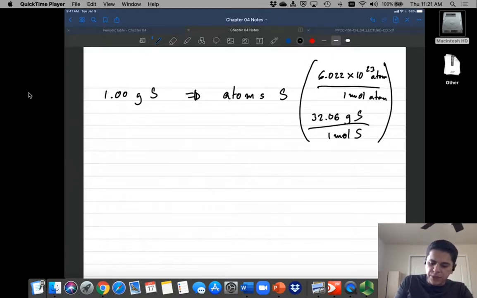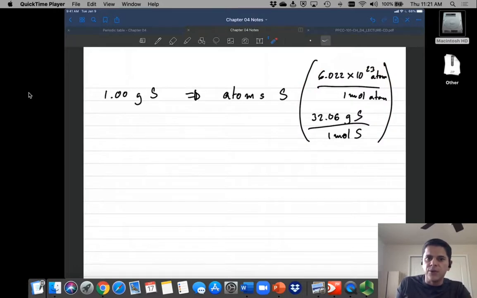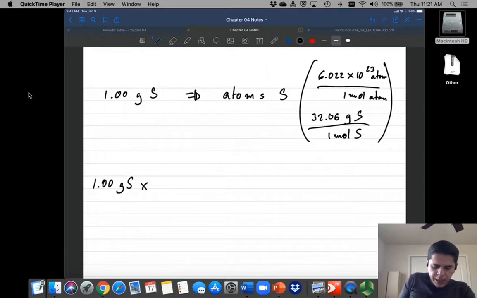So all we have to do is arrange these conversion factors after, of course, our quantity that we're given here, in such a way that the units cancel and we get from grams to atoms, okay? So let's go ahead and do it. We start with the 1 gram of sulfur. And now we do as always. Please do not write any numbers yet. Let's go ahead and take care of the units.